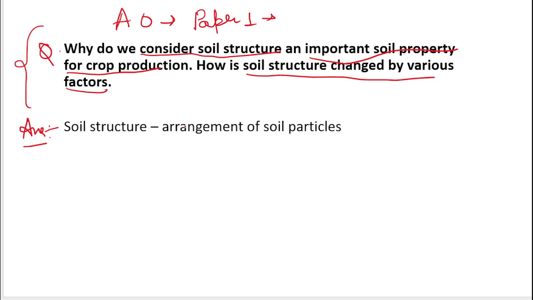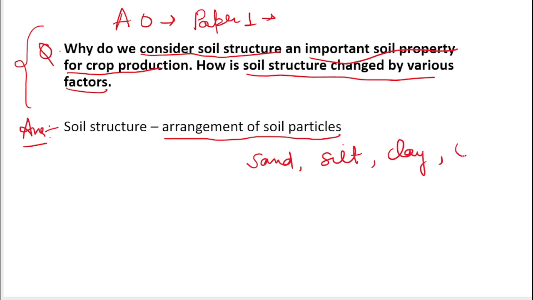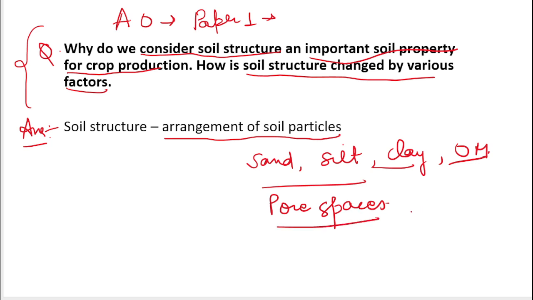So what is soil structure? It is the arrangement of soil particles. We all know that soil has many particles such as sand, silt, clay, and organic materials. So it is the arrangement of these particles with frequent pore spaces, how many pore spaces there are, and solids, with the proportion of pore spaces and solids. These also have a great factor on soil structure. So this is what soil structure is: arrangement of soil particles.